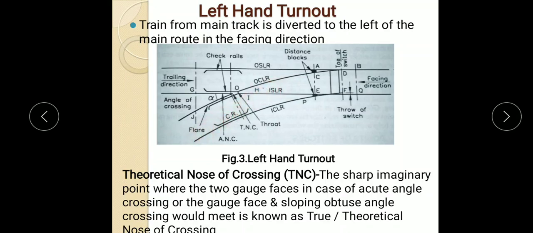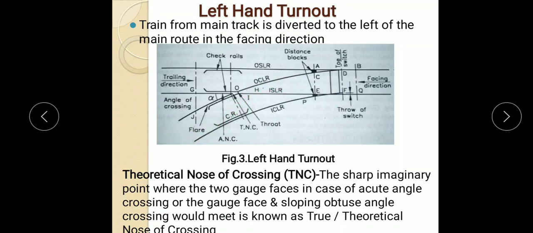Basically it also has the same components as the right hand turnout, only the direction is important in left hand turnout and right hand turnout. The figure is as shown in figure number 3.